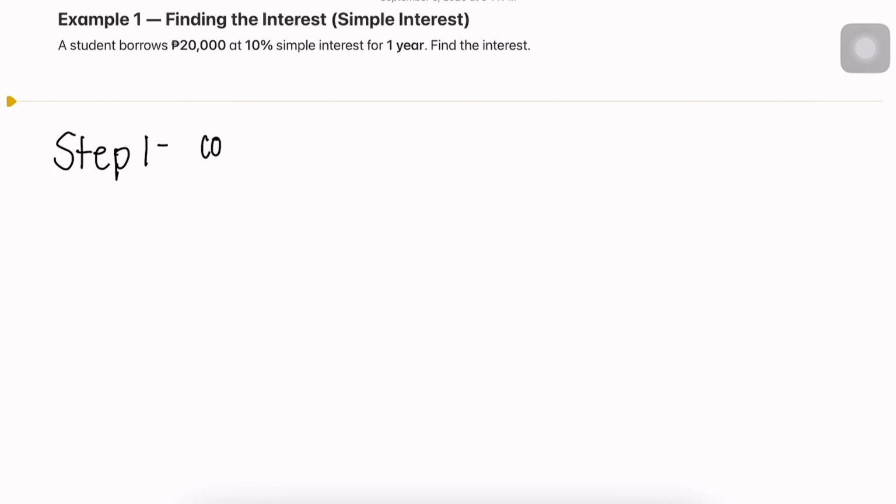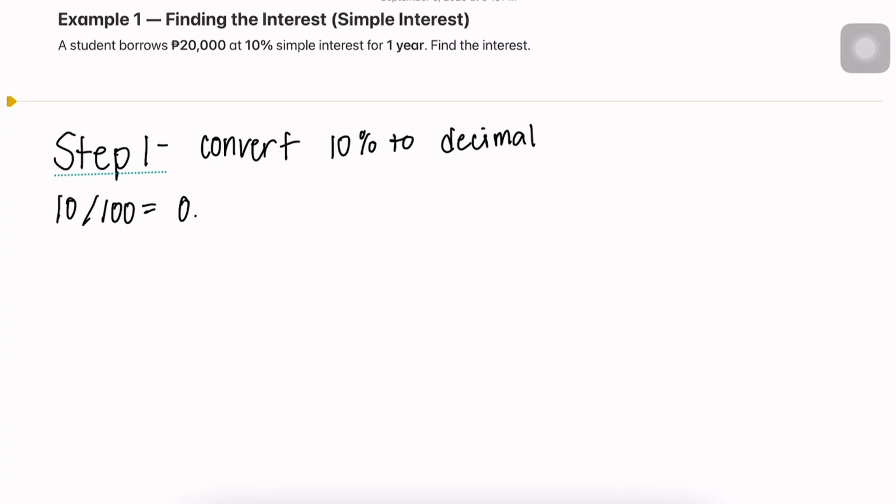Step 1. First, we have to convert the percent to decimal. So how do we turn our percent to decimal? It's just easy. Divide it by 100. So 10% divided by 100 is equal to 0.10. We're done with our step 1. So let's start with our step 2.